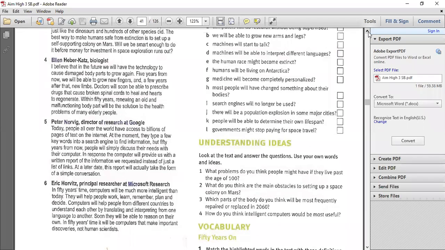Okay. Number D, machines will be able to interpret different languages. 6. Okay. Number E. How come 6? We chose 6 above. You can take it several times. Okay. And number C? We said machines will start to talk. C, machines will start to talk. What number? 5 or 6? 5.